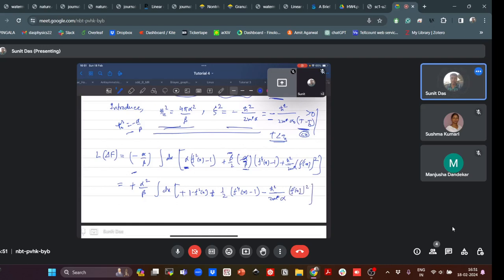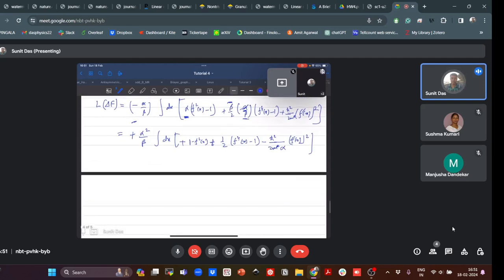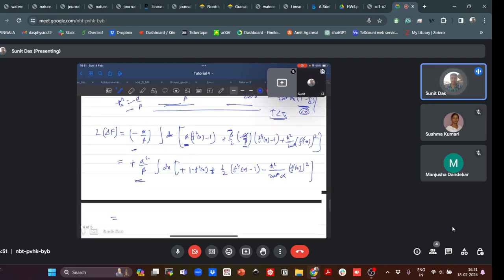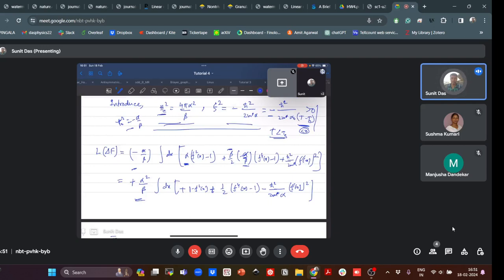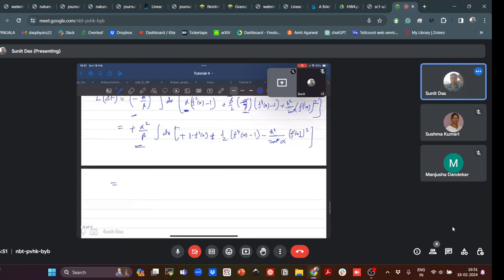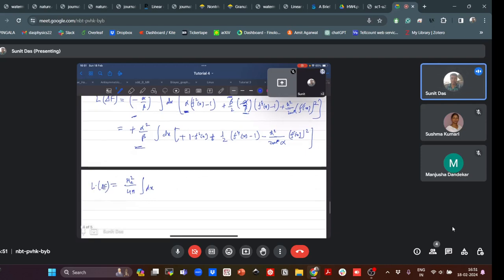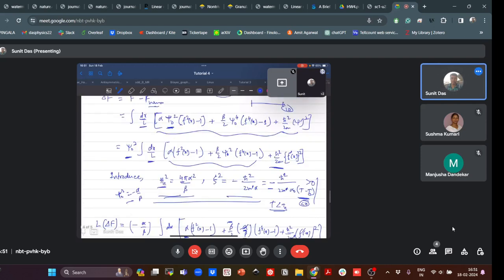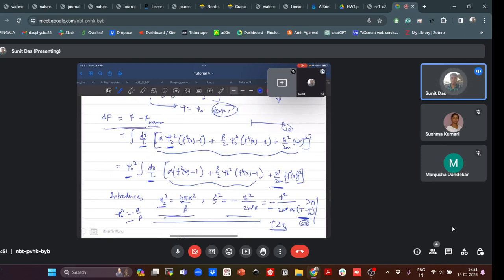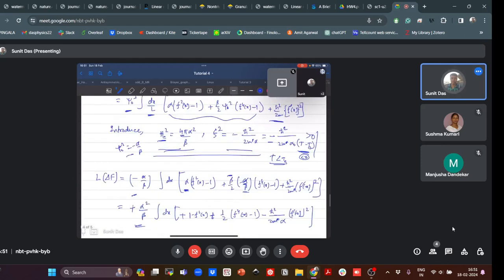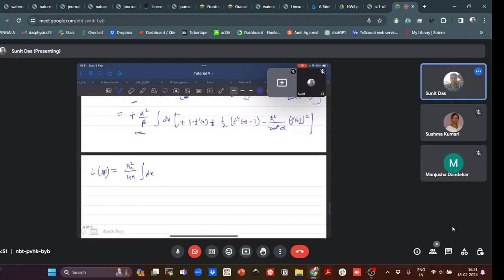Okay, so now we can write this alpha square by beta equal to Hc square by 4 pi, right? So Hc square by 4 pi integration dx, this side it is L into delta F. Delta F is nothing but this difference in energy between the homogeneous and inhomogeneous case.